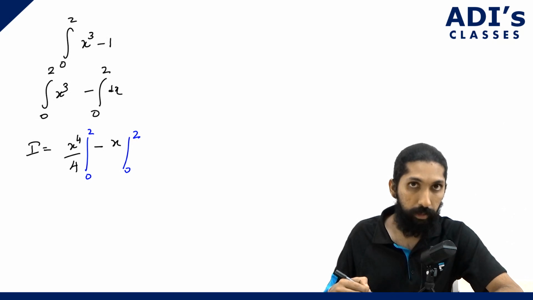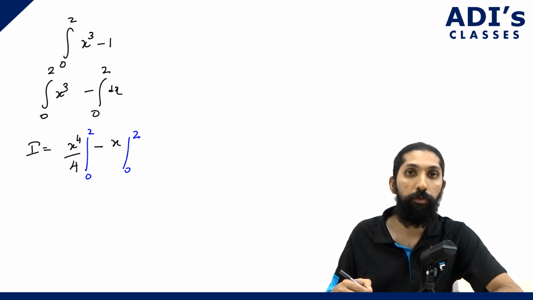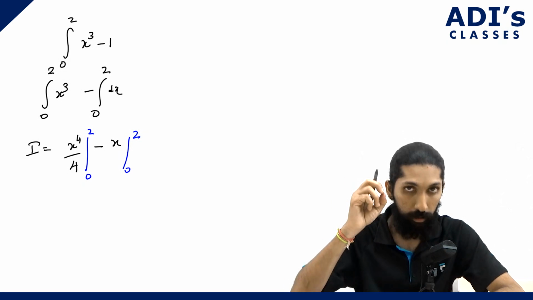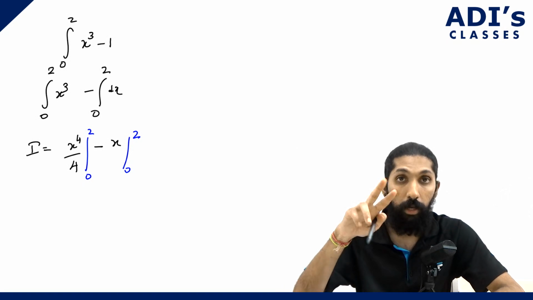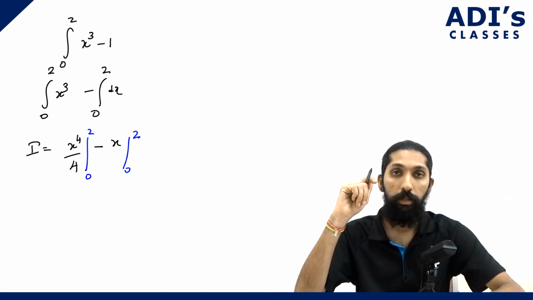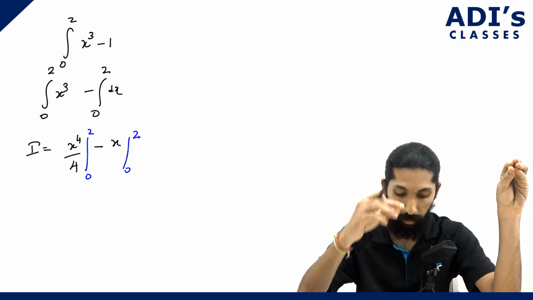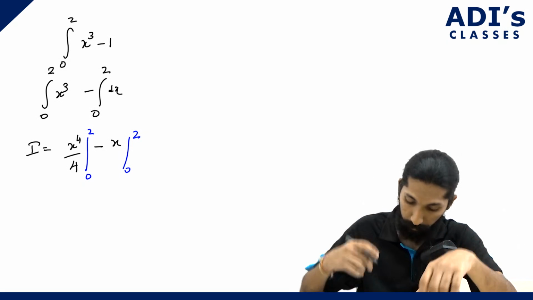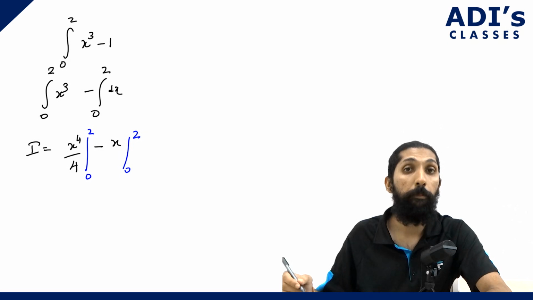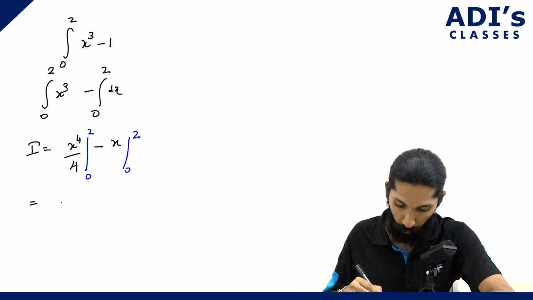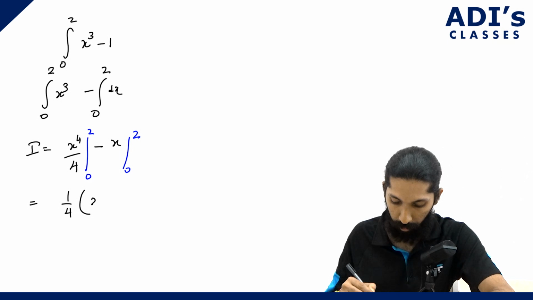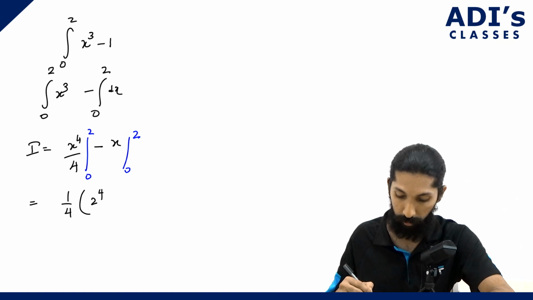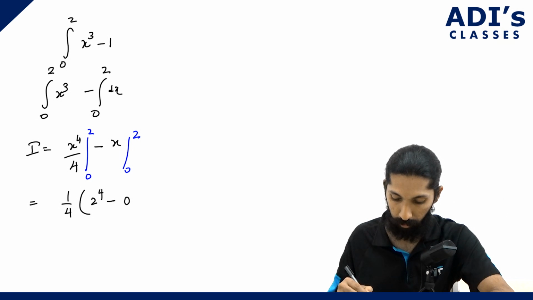0 to 2. That means you have to take 2, which is the upper limit, substitute in the variable. Then you have to take the lower limit, substitute in the variable, subtract these two values. That is, take 2, get a value, put 0, get a value, subtract both of them. Understood? So when you apply the value, you have 1 by 4 of 2 to the power of 4, the first value, right? 2 to the power of 4 minus 0 to the power of 4.